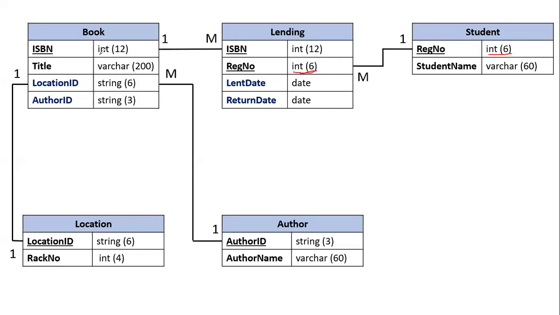Again, here ISBN, INT 12, and here also INT 12. So like that, you have to maintain the consistency of data type when you add those as primary keys and foreign keys. Then again, you can see the book table is connected to the location table. And the book table is connected to the author table.